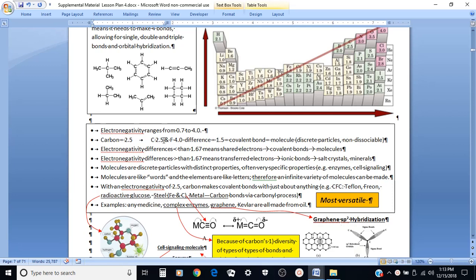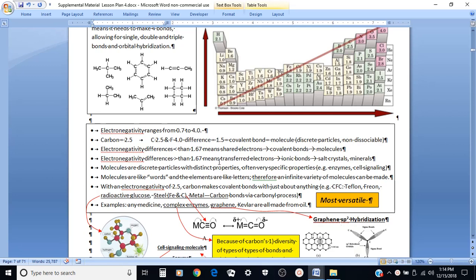Now, the difference between the electronegativity of carbon and fluorine is 1.5. 4 minus 2.5, right? And this results in a covalent bond. When you have covalent bonds, you get molecules. Molecules are discrete particles with very specific properties that do not dissociate in water, non-dissociable, I say.